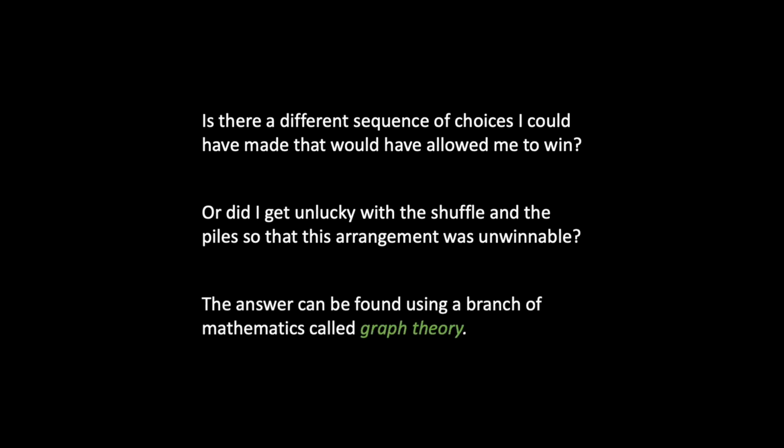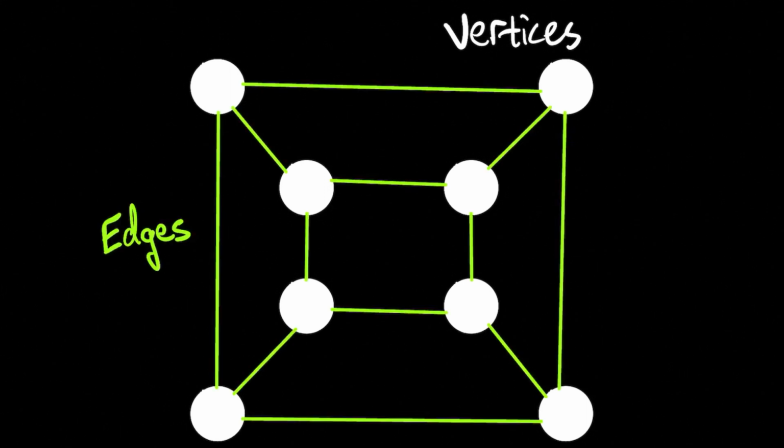The answer to this question can be found using a branch of mathematics called graph theory. A graph consists of vertices and edges. Here's an example. We're going to draw some dots. You can draw as many as you want in whatever pattern you want. We're going to call these the vertices. The edges are just going to be any lines between vertices.